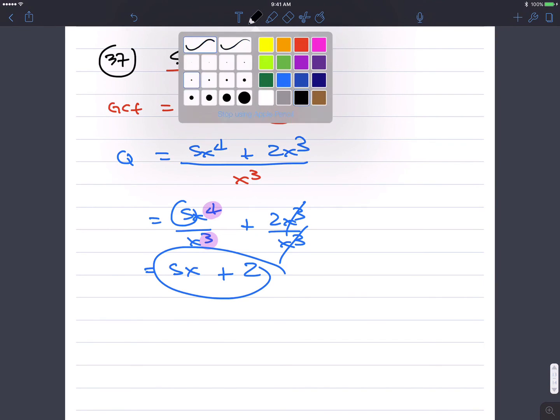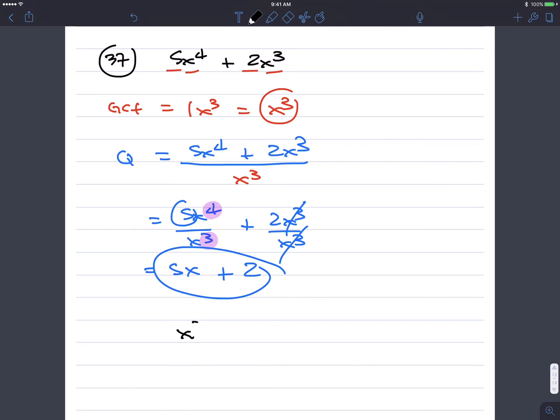Double check. What's your final answer? X cubed times 5x plus 2.